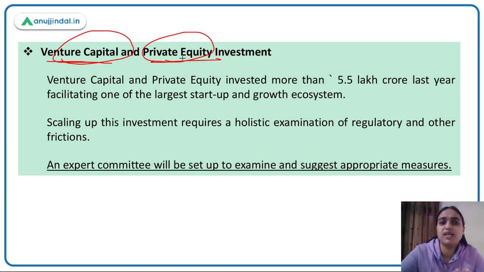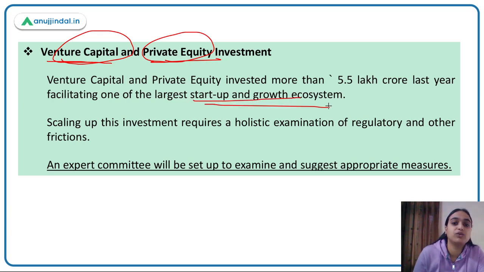So venture capital and private equity is the money of high net worth individuals that gets invested in new companies, in the startups. And the venture capital and private equity in the past year have invested around 5.5 lakh crores, which has really helped in the growth of the startup ecosystem. The unicorns that have emerged and the new companies emerging are because they are getting support from these venture capitalists. So there is a need to scale up this investment even more.